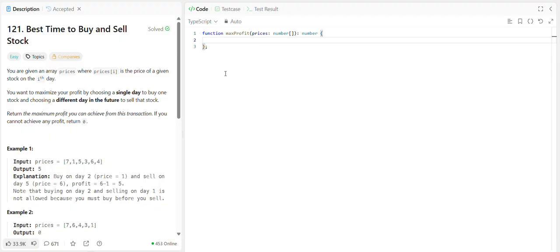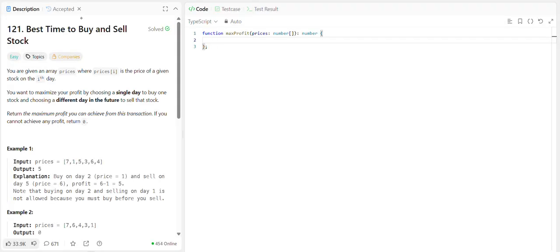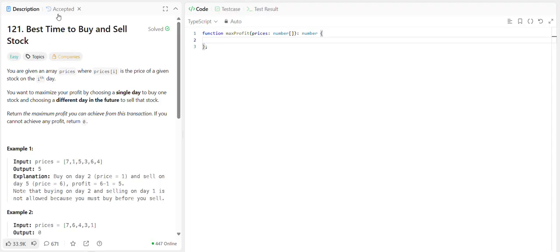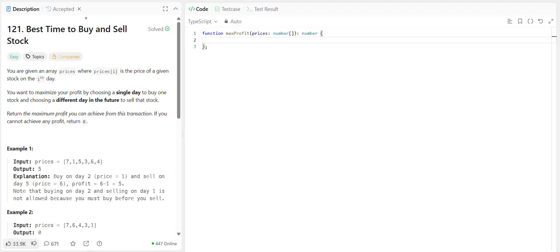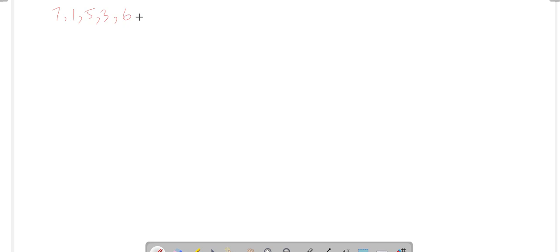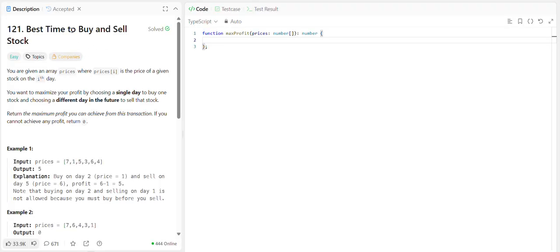So before we can understand how to maximize it, let's first write the problem on the board. So we have 7 1. You know what? I think we should skip these brackets. These make it harder to draw stuff around. So let's go with this one. And then we have this and this and this. Okay, 7 1 5 3 6 4. Okay, we got it right.